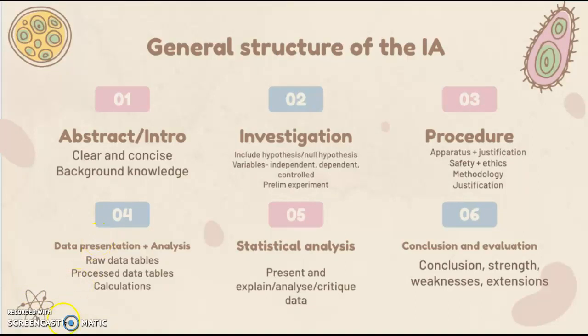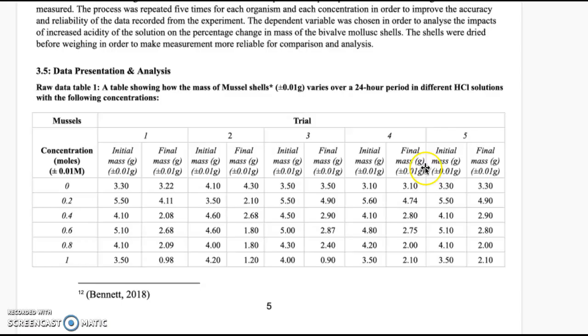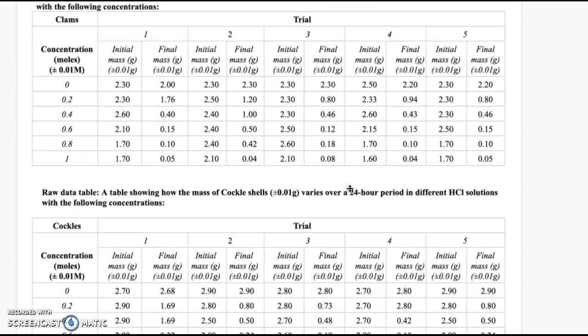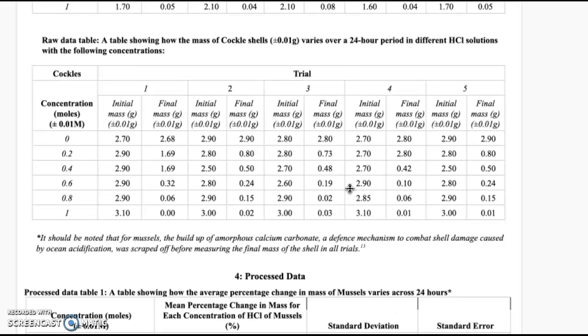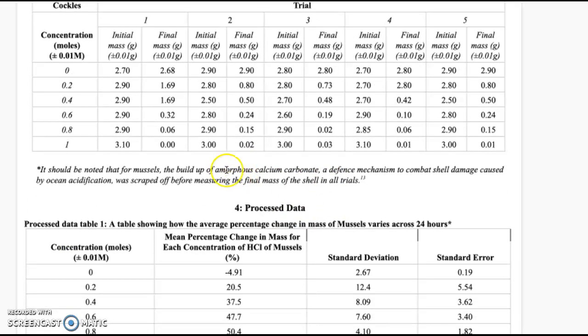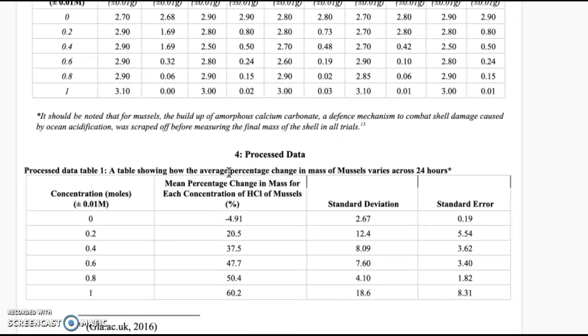So raw data tables, process data tables, and calculations, which I'll quickly run through. So here's my raw data, initial and final mass, that's what I was recording. I've got all of those shown here with a little note, because there's a certain buildup on muscles which could have impacted the final mass, so I scraped it off beforehand.